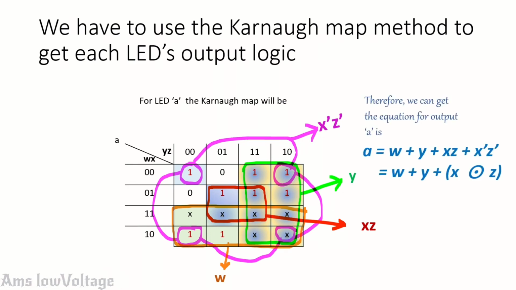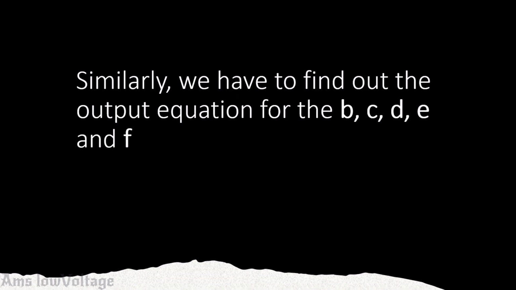So very easy, we have got this equation for A equal to W plus Y plus XZ plus X prime Z prime, and then with a little bit of simplifying we can make the next line: W plus Y plus X XNOR Z. This is another logic gate, the XNOR gate, and XNOR equals XZ plus X prime Z prime. Similarly, we have to find out the output equations for B, C, D, E and F.